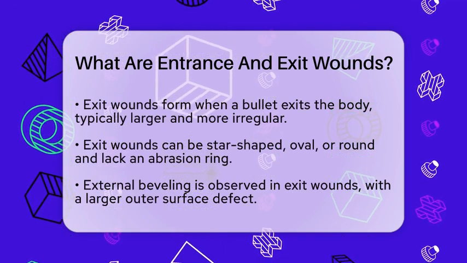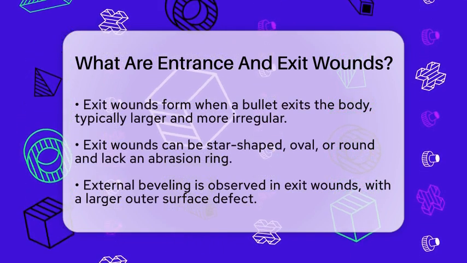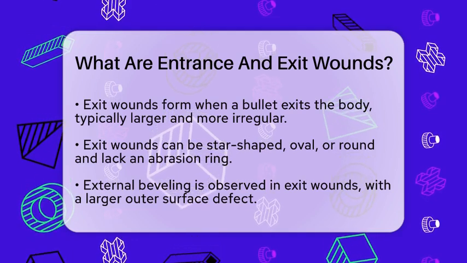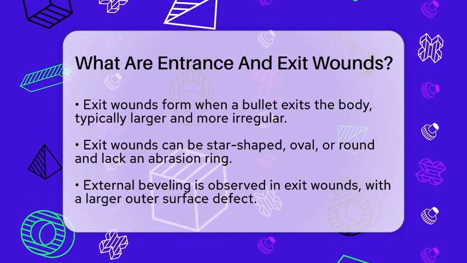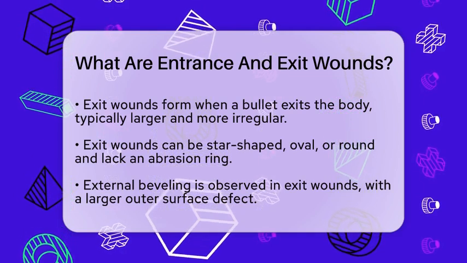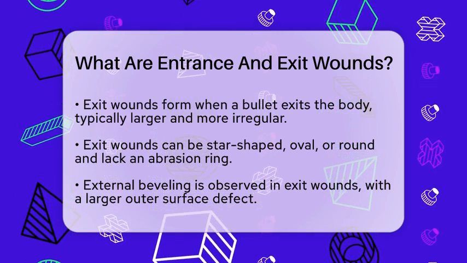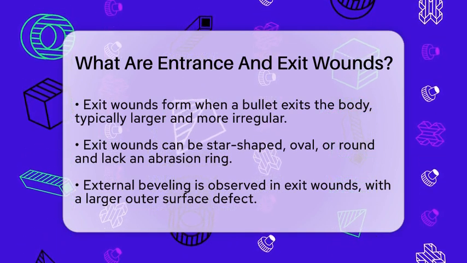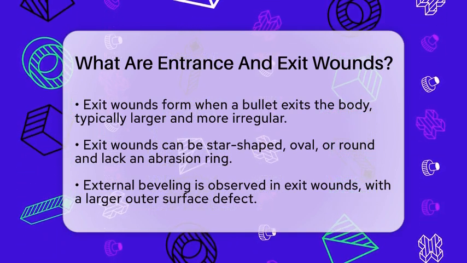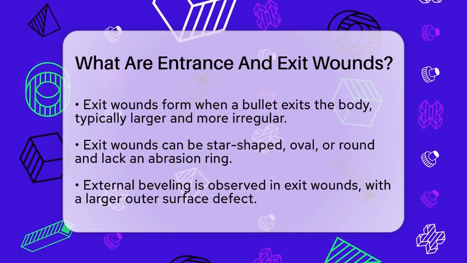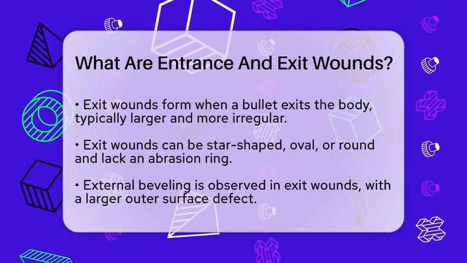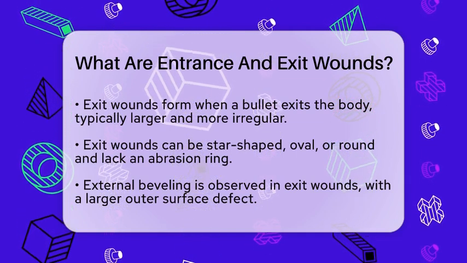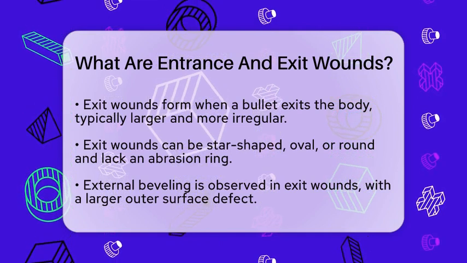In bone, exit wounds show external beveling, where the outer surface defect is larger than the inner surface. Exit wounds may also produce forward spatter, which is tissue and fluid expelled away from the wound in the direction of the bullet's travel. Sometimes, exit wounds can be shored. This means the wound edge is supported by a firm surface, which can cause abrasion and make the exit wound resemble an entrance wound.